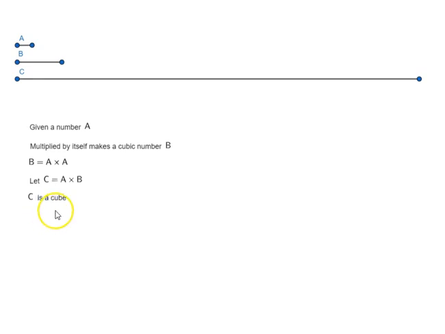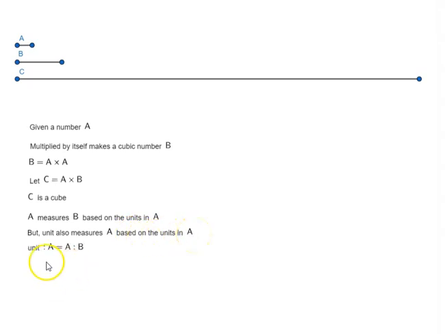So how do we know that it is a cubic number? Remember, A is multiplied by A to give us B. So B times A would be a cubic number. Now A measures B based on the units in A, but unit also measures A based on the units in A. So which means we can write it as a proportion. These two statements combined, we can write it as a proportion saying unit is to A is equal to A is to B.